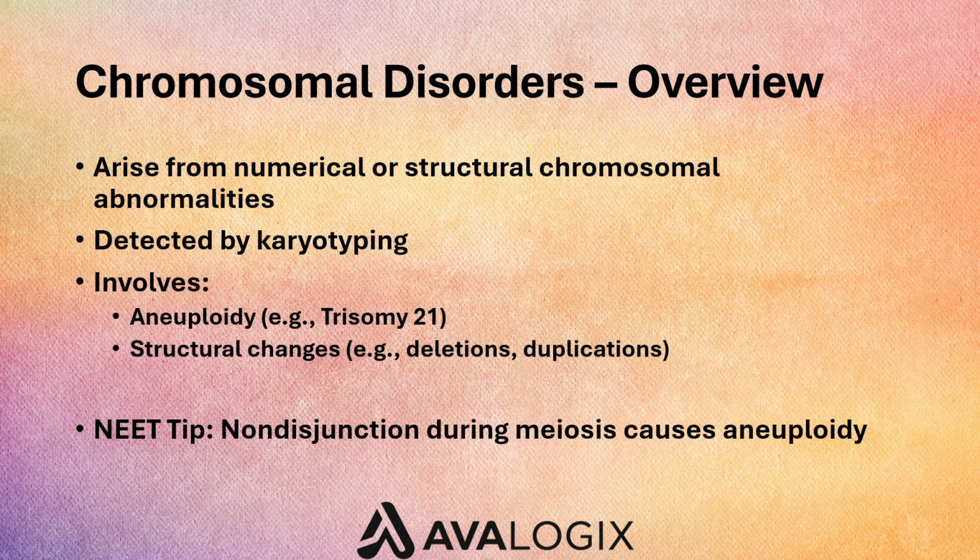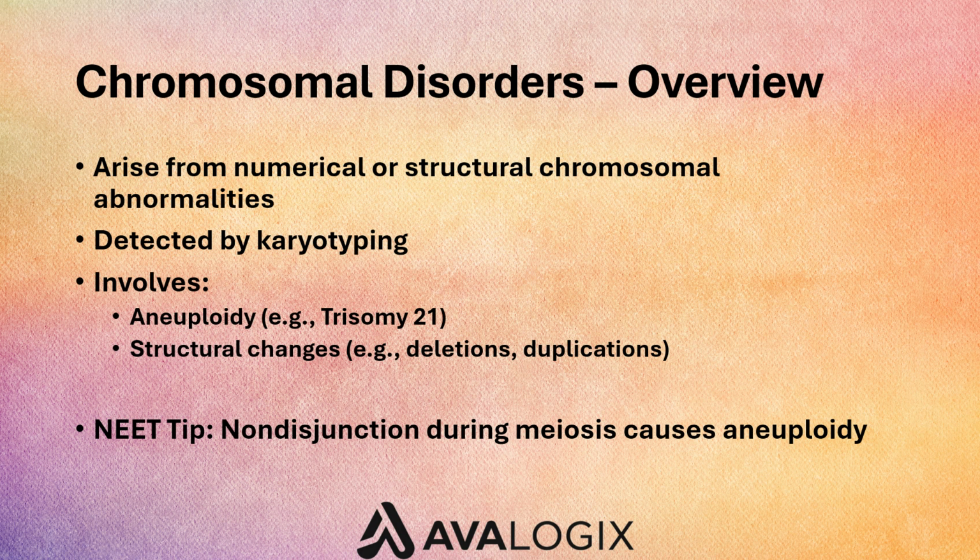Numerical abnormalities. These are known as aneuploidies, such as trisomy, an extra chromosome, or monosomy, a missing chromosome. Structural abnormalities. These include deletions, duplications, translocations, and inversions. These disorders are typically caused by errors during cell division, particularly during meiosis, when chromosomes are supposed to separate evenly into gametes. A failure in this process, called non-disjunction, leads to an abnormal number of chromosomes in the zygote.